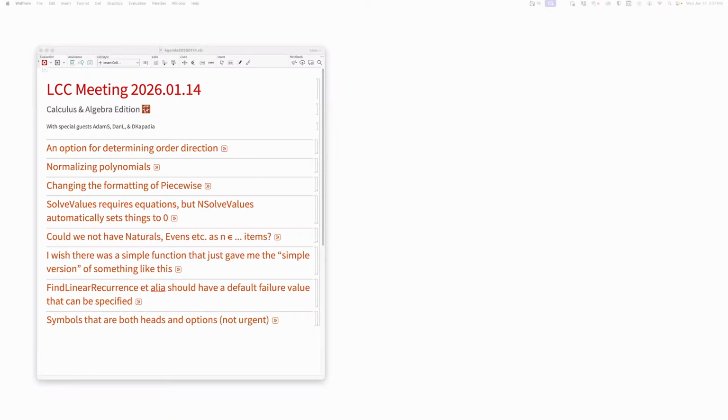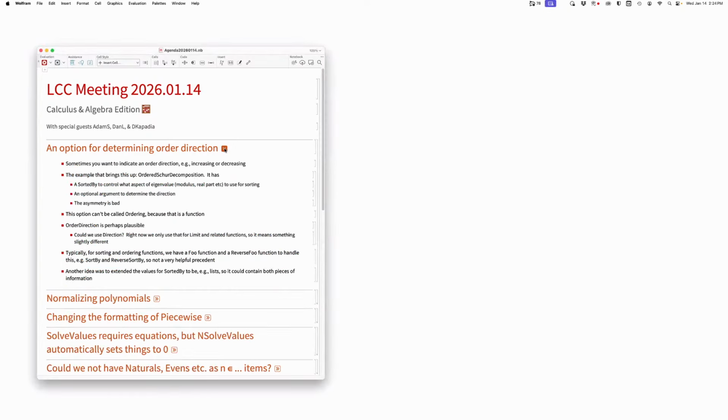So it seems like we have a variety of topics. Yes, a variety of topics. Okay, an option for determining order direction.